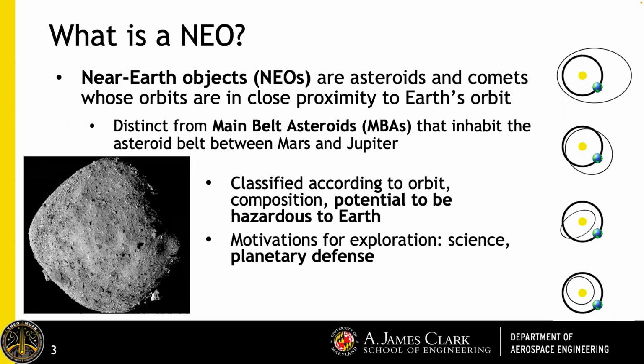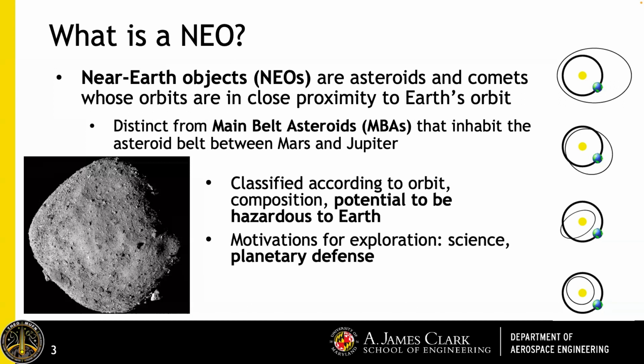These asteroids are different from the main belt asteroids that are in the asteroid belt. And so we use different classifications to talk about these asteroids. They're classified according to what type of orbit they have, what they're made of, their composition, and also whether they can be a potential hazard to Earth.